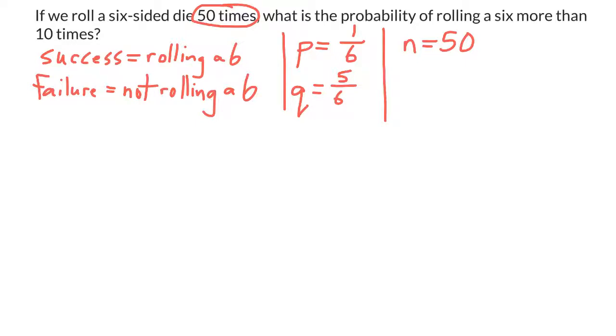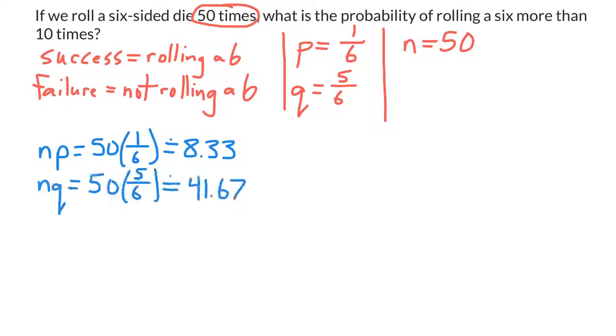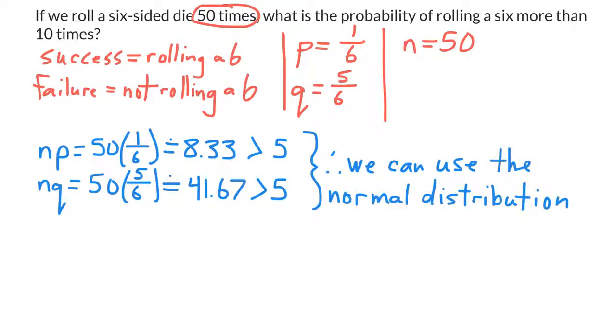So this is a binomial distribution, and I want to know if I'm able to use a normal distribution to approximate this relationship. So if I calculate n times p, I get about 8.33, and n times q is about 41.67. Both of those are much greater than 5, which means we can use the normal distribution to model this data.